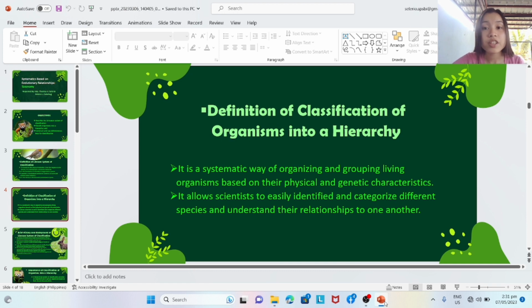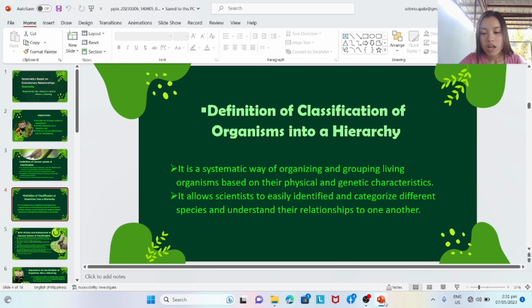Next is the definition of classification of organisms into a hierarchy. It is a systematic way of organizing and grouping living organisms based on their physical and genetic characteristics. Also, it allows scientists to easily identify and categorize different species and understand their relationships to one another.